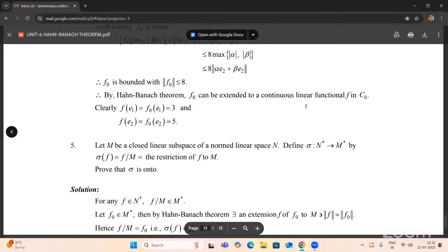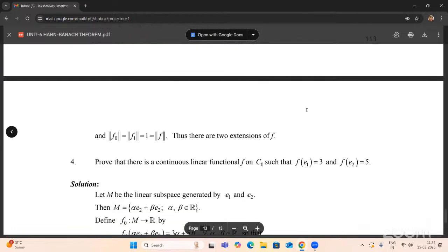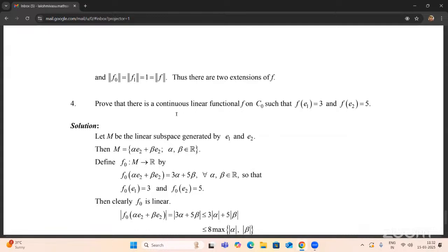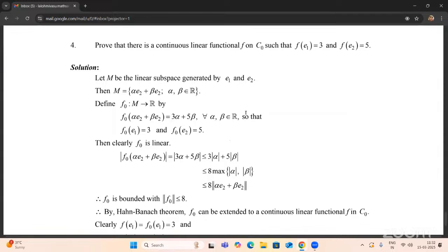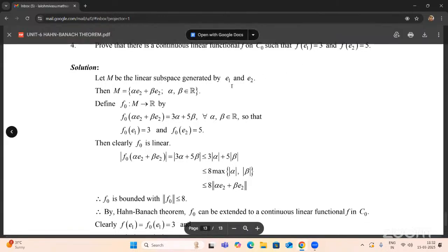Now, just see that this value is also given a number of times. This is one of the problems: prove that there is a continuous linear functional f on C naught such that f of E1 equals 3 and f of E2 equals 5. That is a simple concept. Now, through the linear condition, f naught is defined from M to R, with f naught of alpha x plus beta y, where x means replacing alpha E1 plus beta E2.